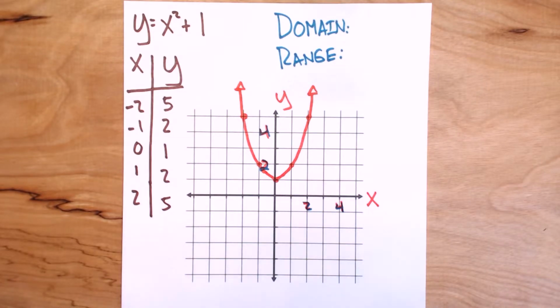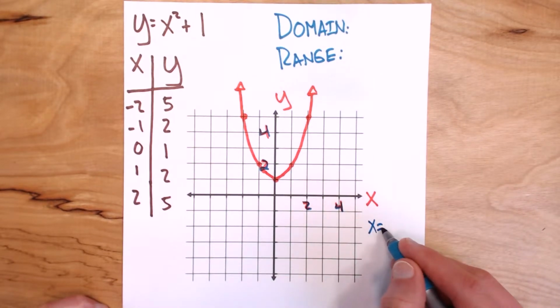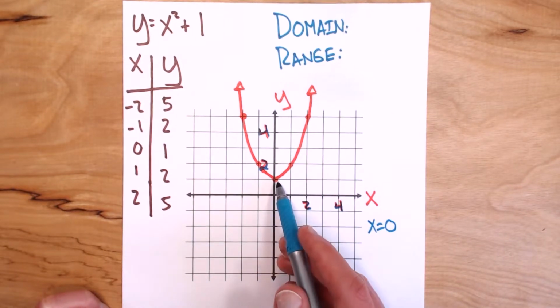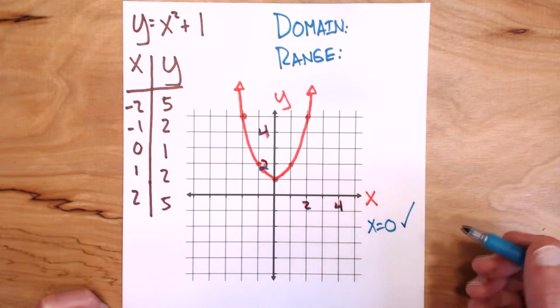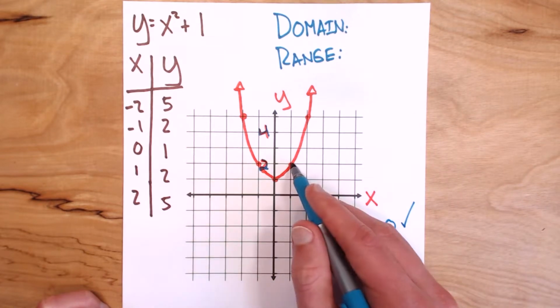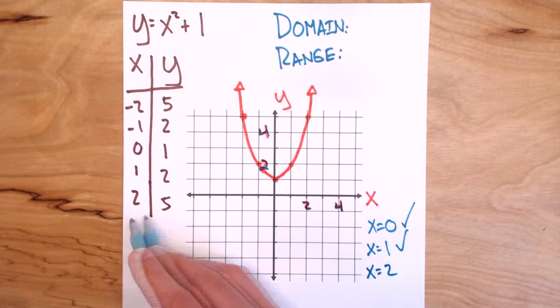Okay, so domain is all possible x values. So for example, is x equals 0 part of our domain? If we look, is our function defined when x equals 0? It is. So x equals 0 is part of our domain. What about x equals 1? Is our function defined when x equals 1? It is. What about x equals 2? If I plug in x equals 2, is our function defined?